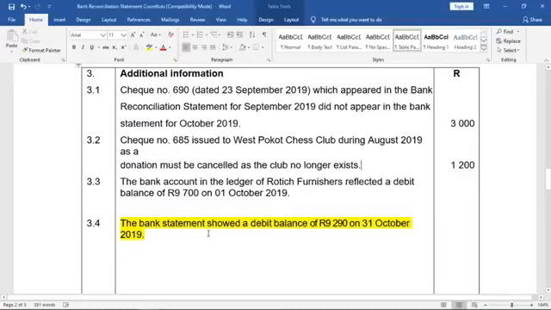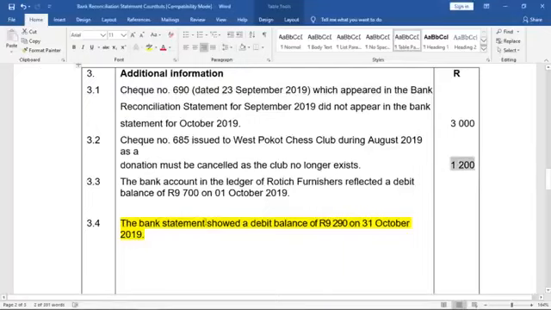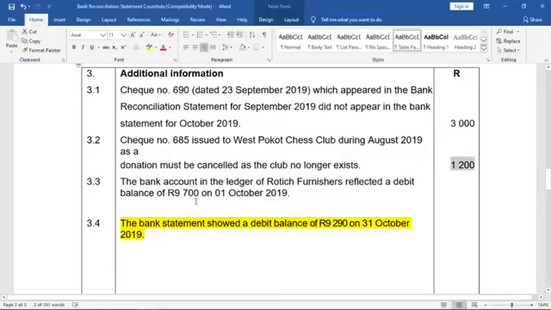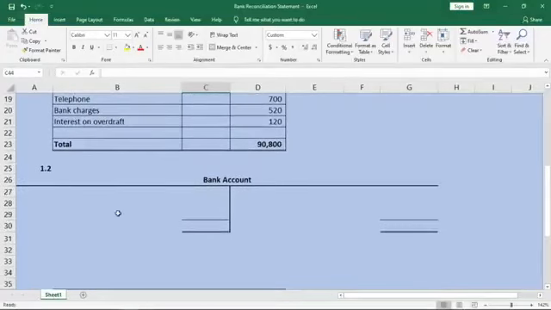Remember, in our bank account or in our books, we record bank on the debit side. So here as well, in the bank reconciliation statement, it's the only item where you put it in its appropriate side. By that we mean, if it's a positive, it's a debit side. If it's a negative, it's a credit side. We're told that the bank account in the ledger of Rotich Furnishers, so that means in our books, reflected a debit balance of 9,700. So now we have to do the T account for us to know how much our bank account should show after making those corrections. So let's go ahead and do our T account.